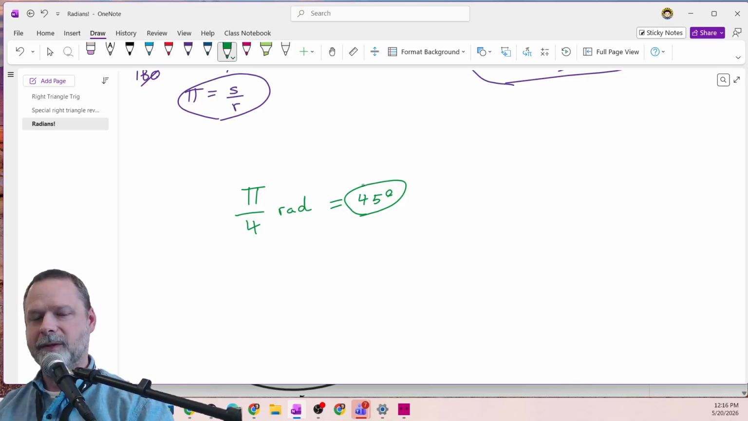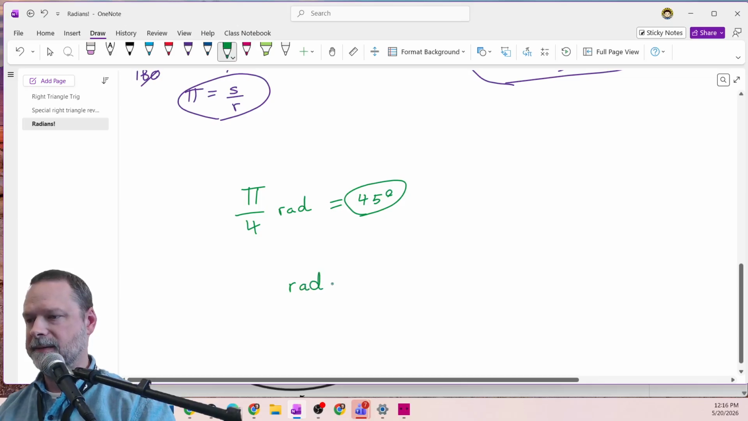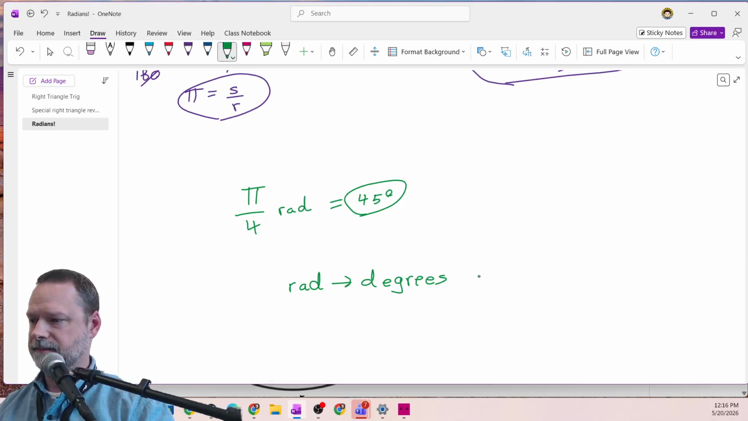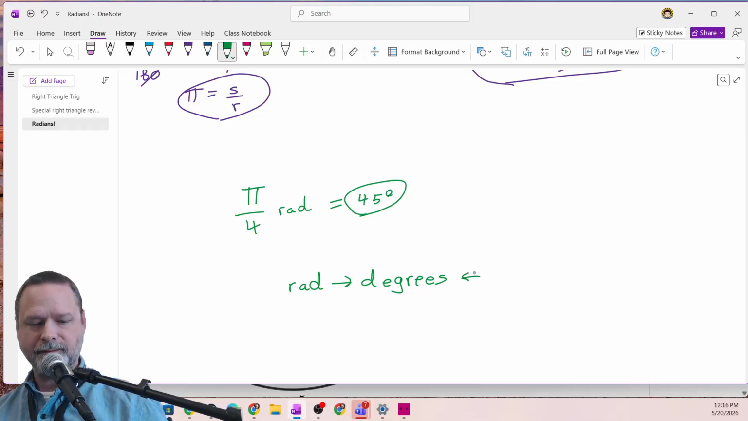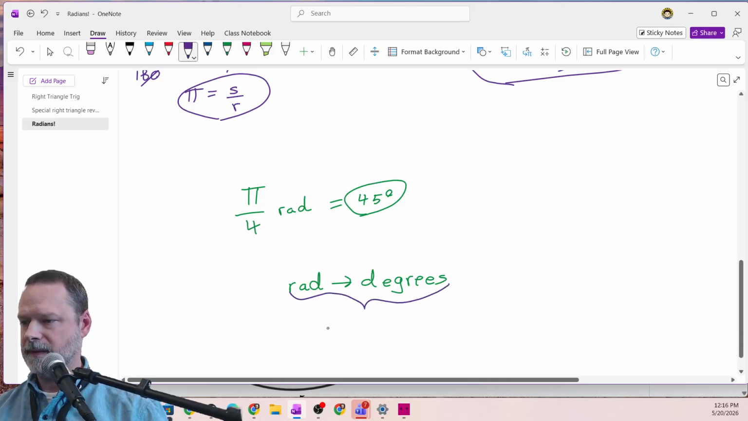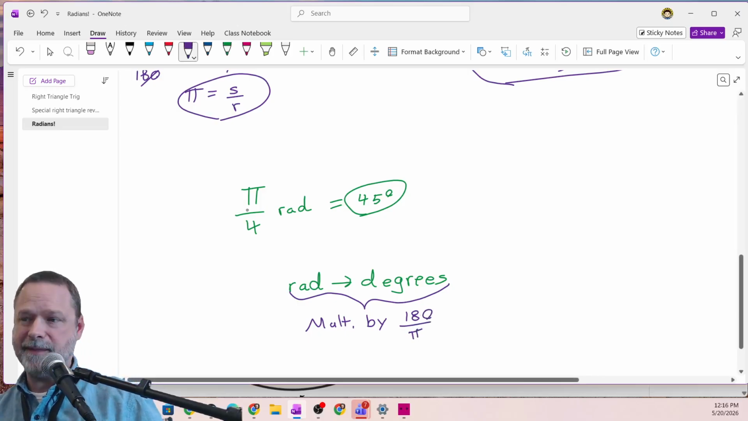So if we're going back and forth between these guys, it's pretty easy. So what do we do if we start with radians? So radians to degrees, right? What did we do? We multiply by 180 over pi. Let's do it like this. Multiply by 180 over pi, or do my trick, just replace the pi with 180.